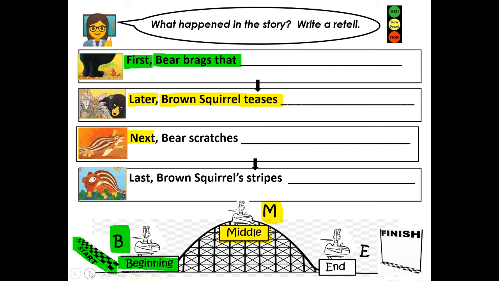All right, next, Bear scratches. Who does Bear scratch? You need to say your sentence out loud and then write the complete sentence. Next, Bear scratches. So push pause, say and write your second yellow sentence. When you're finished with your second yellow sentence, retelling the middle of the story, push play.